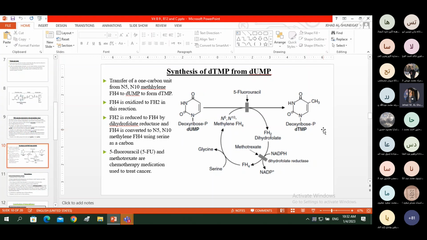إذا الخلية ما لقت النيتروجين بيسز هون، الثايمين، ما راح يتضاعف الـDNA. إذا ما ضاعف الـDNA الخلية ما راح تنقسم. إذا الخلية ما انقسمت وقفنا السرطان. المركب الثاني هو ميثوتريكسيت. ميثوتريكسيت كمان بيعمل بلوك للدايهيدروفوليت ريدكتيز، فلذلك الـFH2 ما بتتحول للـFH4. إذا ما في FH4 نفس النتيجة، الـDUMP ما بتحول لـDTMP، وهذا هو النتيجة.